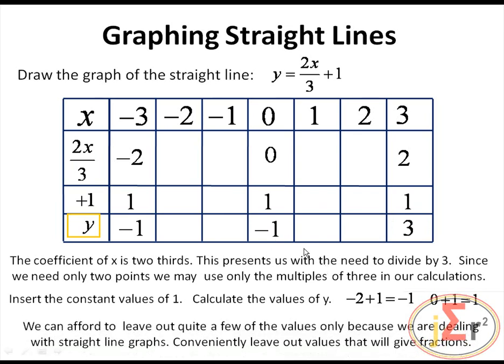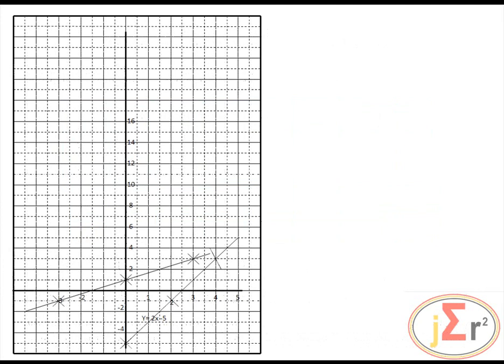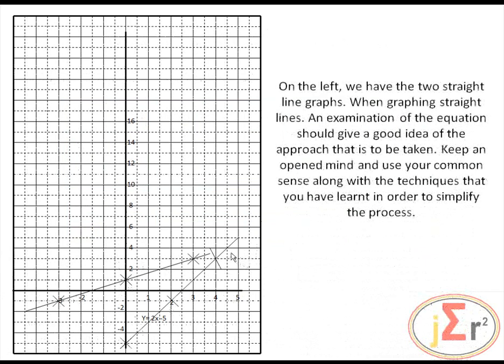We can afford to leave out quite a few of the values only because we are dealing with straight line graphs. Conveniently leave out the values that will give fractions. So here we have the two straight lines graphed. On the left, we have the two straight line graphs. When graphing straight lines, an examination of the equation should give a good idea of the approach that is to be taken. Keep an open mind and use your common sense along with the techniques that you have learned in order to simplify the process.